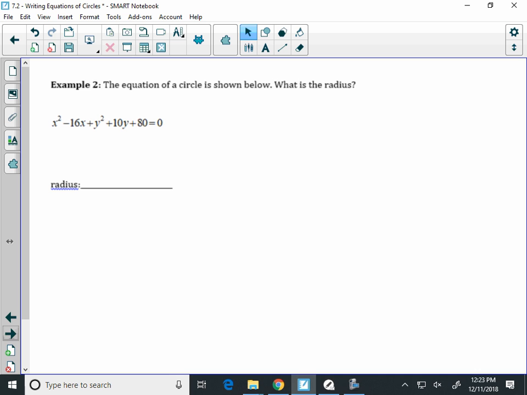Well, sometimes you're just asked to find a certain part. You're given this equation and it says, hey, what's the radius of this circle? The process is still the same. You just don't have to find everything. You just need to figure out what the radius is. So just like we've been doing, plug this into Desmos. It's exactly how it's written.